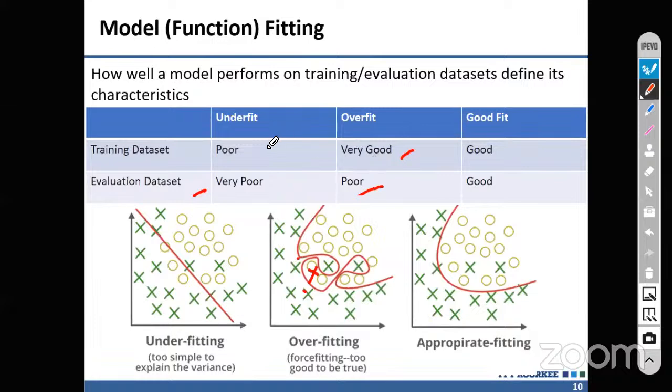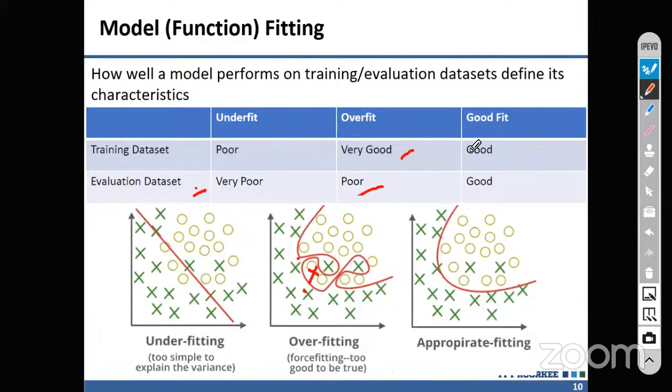When the number of parameters is small, then it goes for underfitting. It means the model is not able to predict in the training data set as well as in the testing data set, because the model is very simple, so it will not be able to classify even in the training or the testing data. So we need some model which balances.